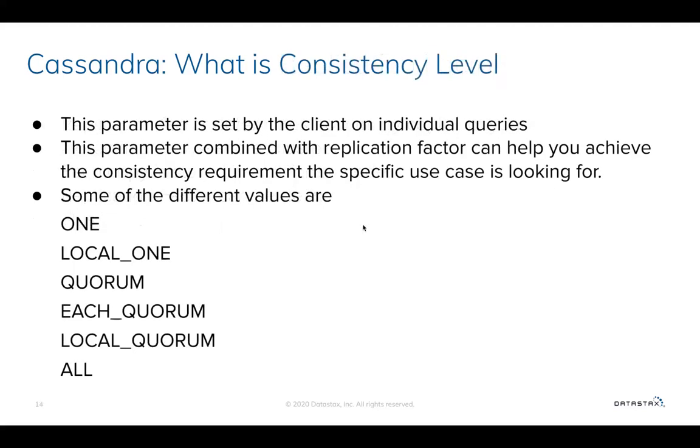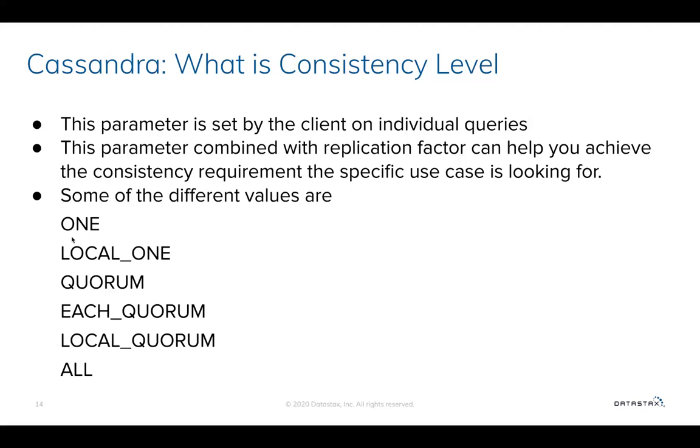So the reason I said that multiple times in the previous slide is that replication factor is at the schema level, whereas there's this notion of consistency level. This is a parameter which is controlled by the client on individual queries. You can think of a read operation or a write operation from a client perspective, and each individual query that you're making to the cluster would have different consistencies associated with it, depending on what the client wants to achieve with the read and write operation. This parameter combined with the replication factor can help you achieve the consistency requirement the specific use case is looking for.